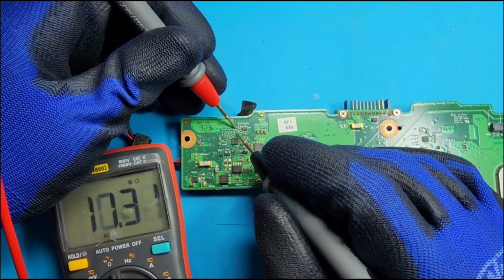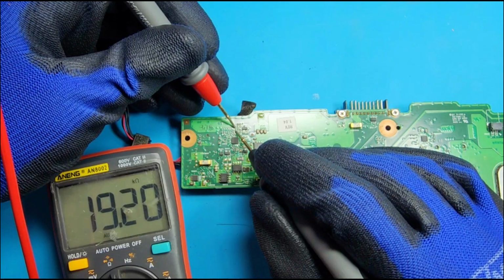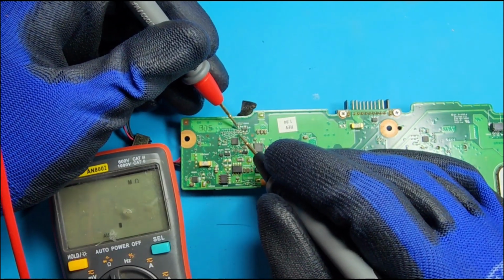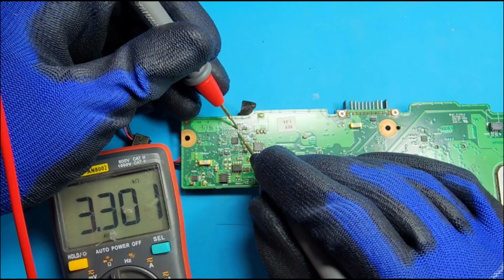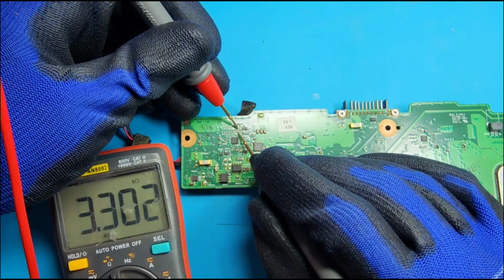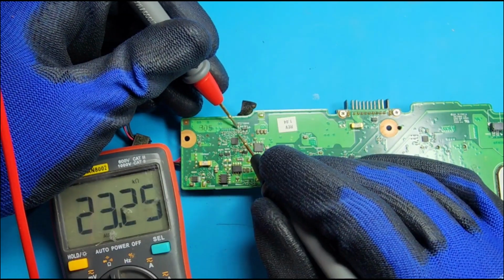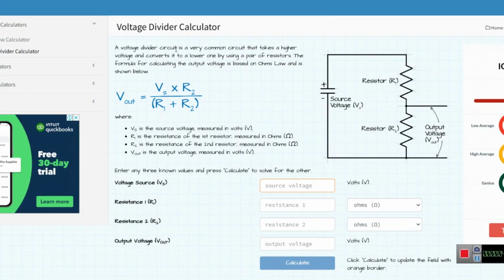So the resistor that is connected to 19 volt, the first resistor, is 19.2 kilo ohms. And the resistor connected to ground has 3.3 kilo ohms. Okay, 19.2 and 3.3 kilo ohms. So here we have the resistor divider calculator.